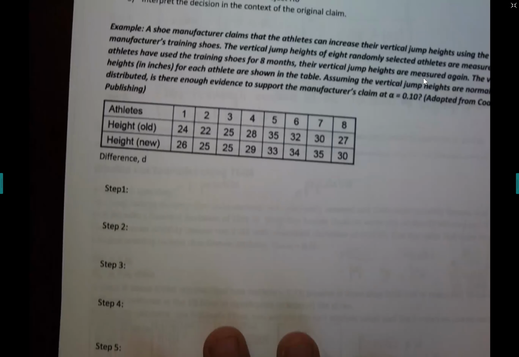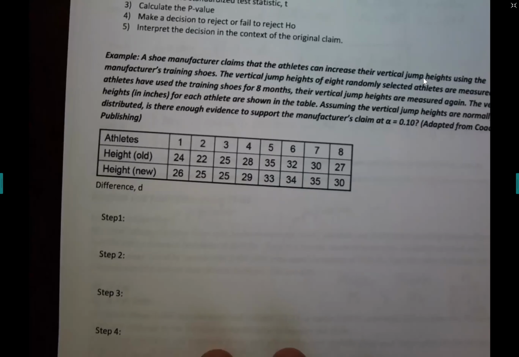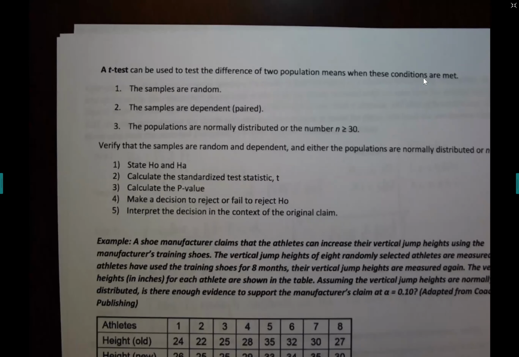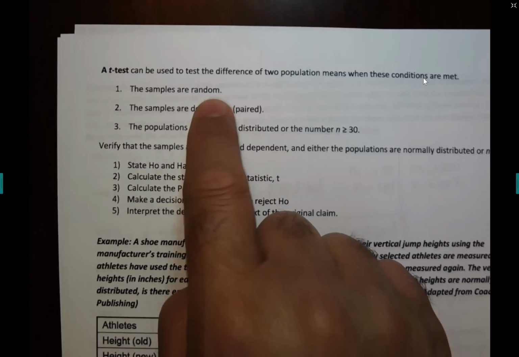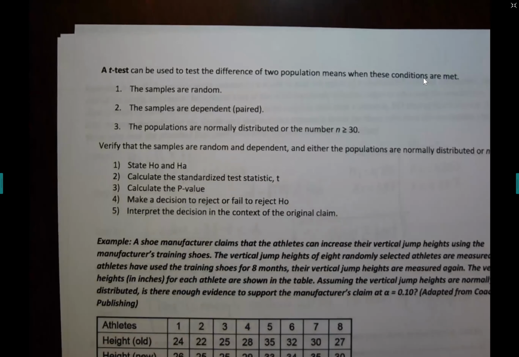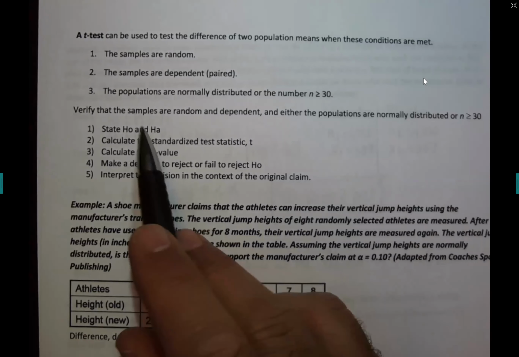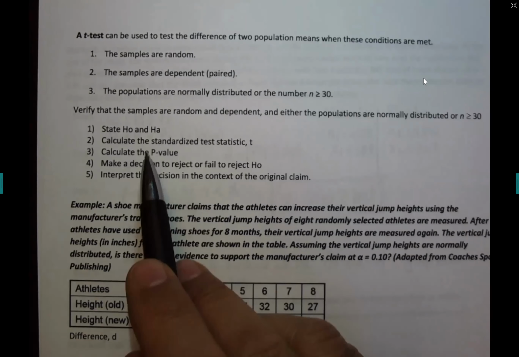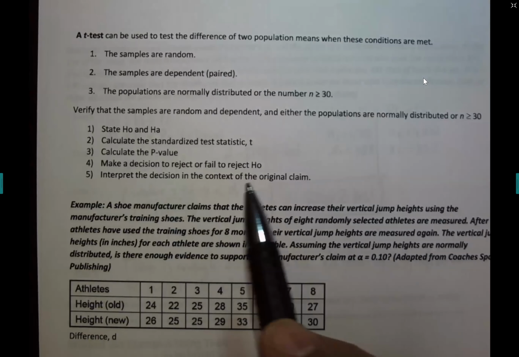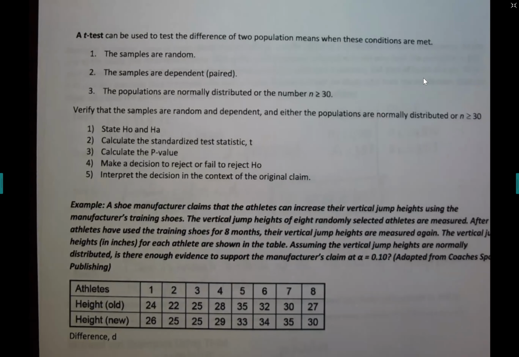And do this exercise with you. Again, samples are random, samples are dependent, population are normally distributed, or sample size is more than 30. Steps of the test, guys. You notice no difference from before. State H0 and HA, calculate the test statistic, calculate the p-value, make a decision to reject or fail to reject H0, and interpret your decision.